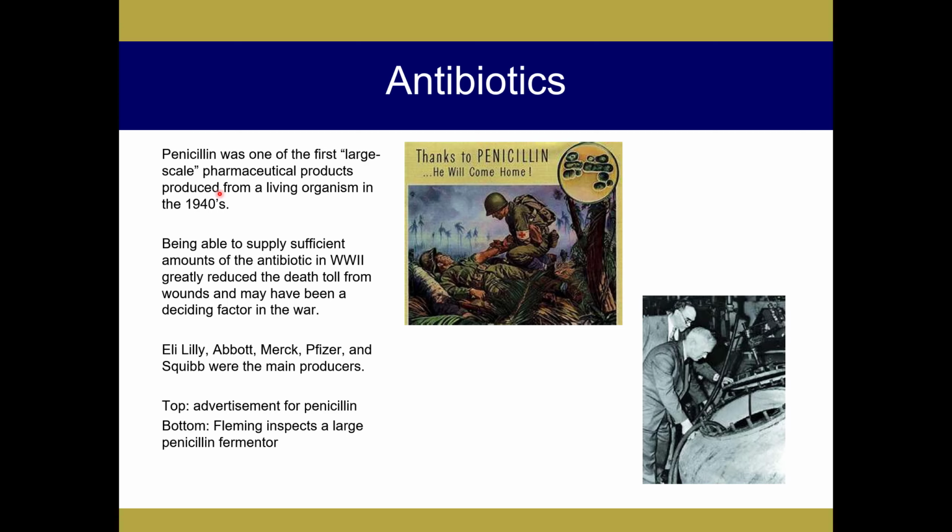Penicillin was one of the first large-scale pharmaceutical products produced from a living organism in the 1940s. Being able to supply sufficient amounts of antibiotic in World War II greatly reduced the death toll from wounds and may have been a deciding factor in the war. Eli Lilly, Abbott, Merck, Pfizer, and Squibb were the main producers.